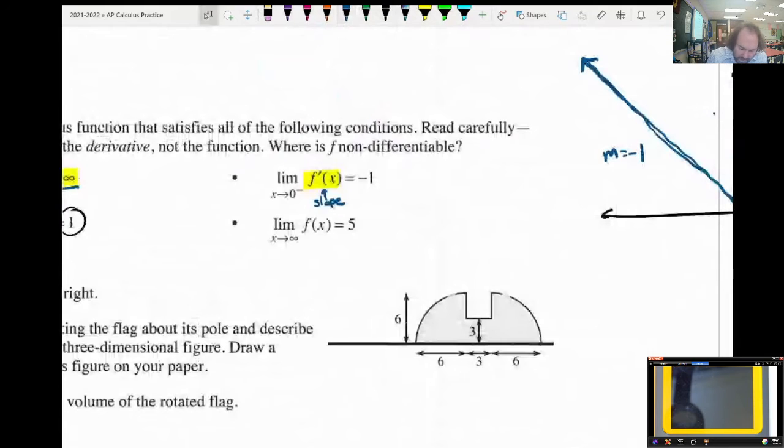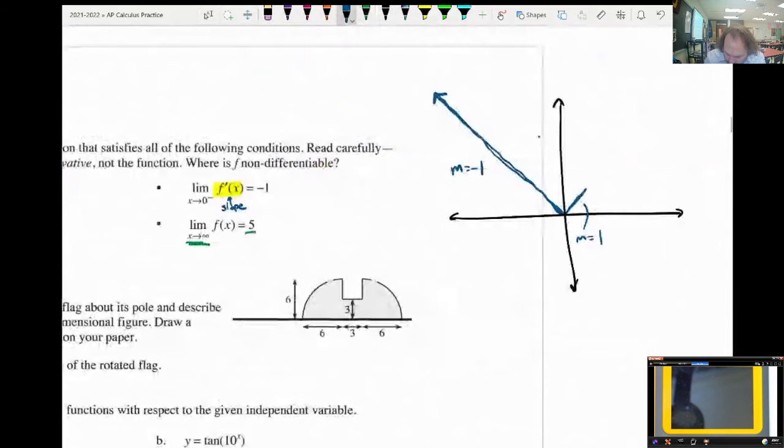I also know that as x approaches positive infinity, f approaches 5. So there's got to be a horizontal asymptote. You could go up and then back down here, maybe like that. And let's just say that's y equals 5, something like that. I think that'll do it.